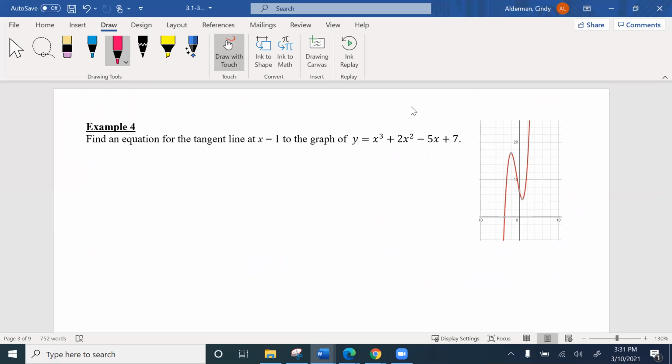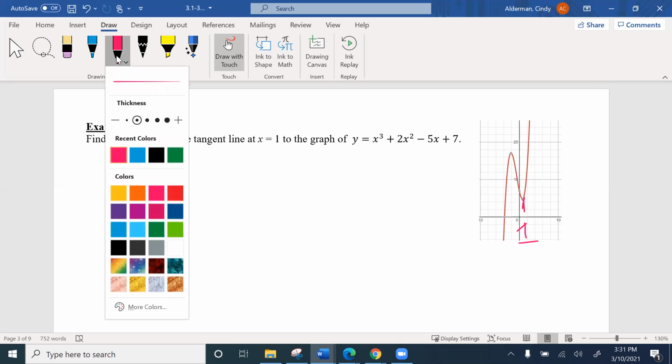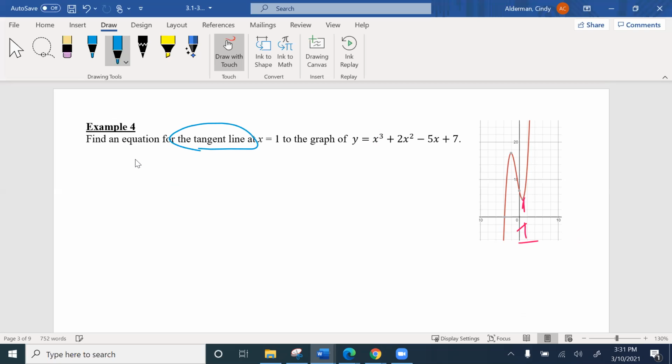So if you look at this point right here at 1, so 1 would be right here, this point right here. What I'm asking you to find is a tangent line, and that means a line that touches exactly 1 time, okay? And now you have tools to find that.